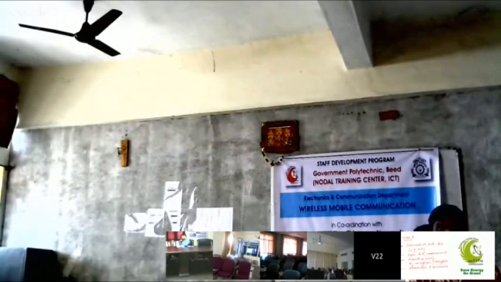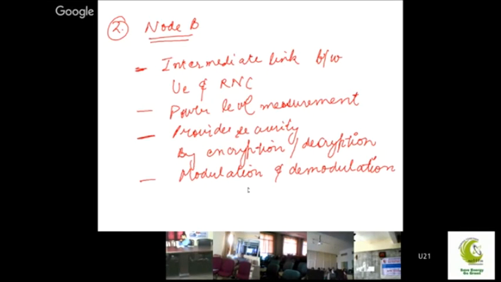And after that, because our mobile cannot receive that higher amplified signal, demodulation is done by the node B at the receiver end, so that it could receive the signal and perform actions like video calls, voice calls, or the internet facility, that is data. So these are the features of node B, that is node BTS.